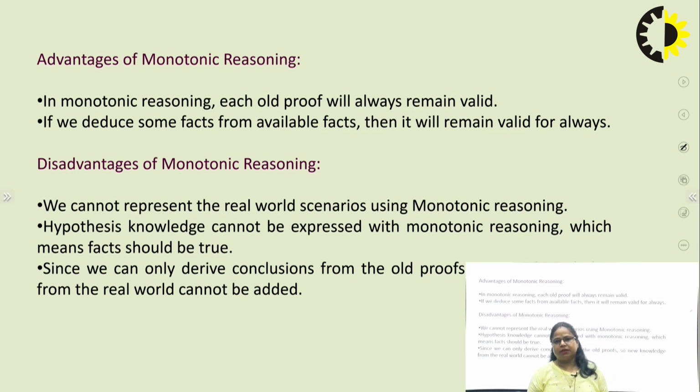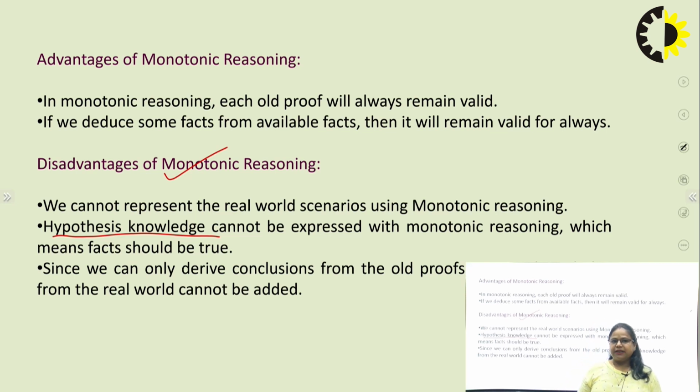Suppose initially we had a small set of facts, and on the basis of that we have already decided the valid conclusion. So we are fixed onto that conclusion, and this reason will not be changed. But talking about its disadvantages, there are various disadvantages. The first disadvantage is that we cannot represent real-world scenarios by using monotonic reasoning. The second is that hypothetical knowledge cannot be expressed with monotonic reasoning because the facts should be true. So whatever hypothetical facts or knowledge we have, we cannot express using monotonic reasoning.